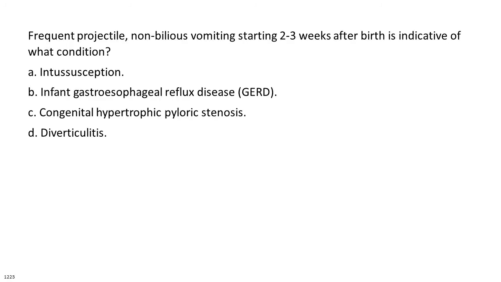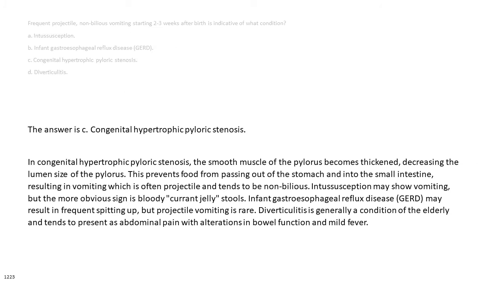Frequent projectile, non-bilious vomiting starting 2 to 3 weeks after birth is indicative of what condition? A. Intussusception. B. Infant gastroesophageal reflux disease, GERD. C. Congenital hypertrophic pyloric stenosis. D. Diverticulitis. The answer is C. Congenital hypertrophic pyloric stenosis.